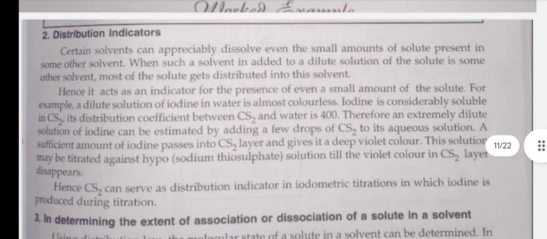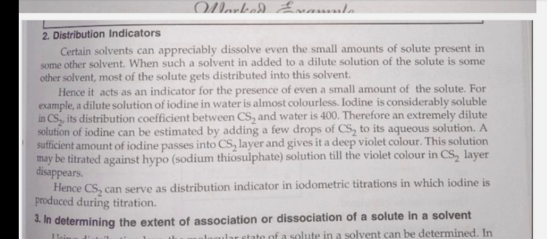Distribution indicators. Certain solvents dissolve even small amounts of solute appreciably. When such a solvent is added to a dilute solution of solute in some other solvent, most of the solute gets distributed into this solvent. Hence, it acts as an indicator for the presence of even a small amount of the solute.